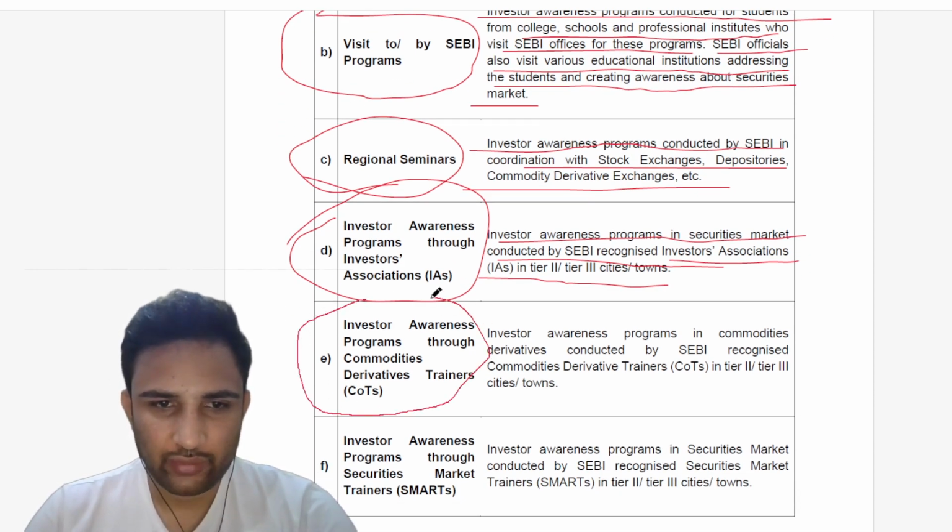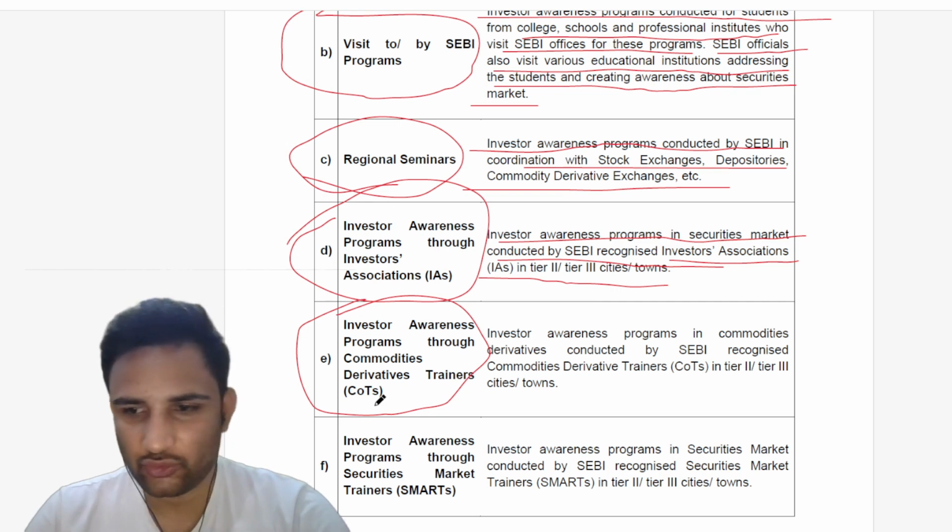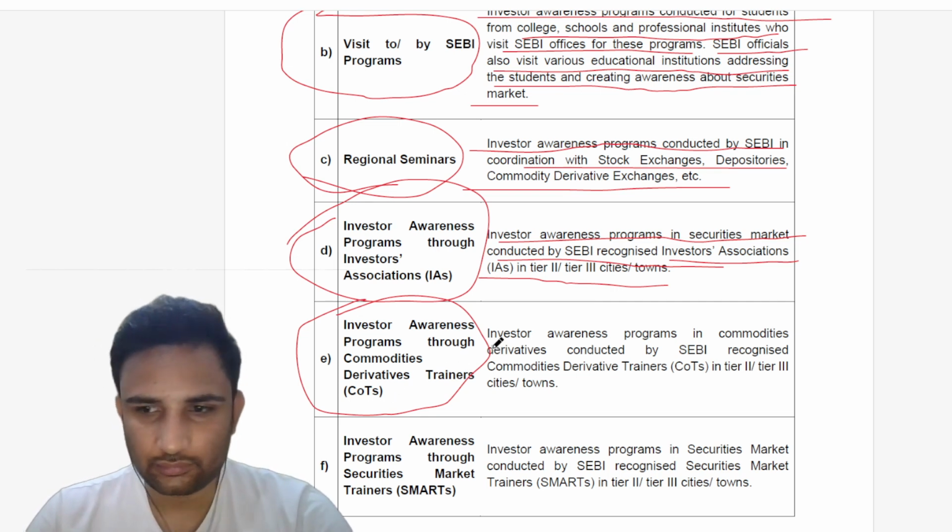One more program we have is the investor awareness program through commodity derivatives trainers. It is also called COTs. These are investor awareness programs in commodity derivatives conducted by SEBI recognized commodity derivatives trainers, or COTs, in tier 2 and tier 3 cities and towns.